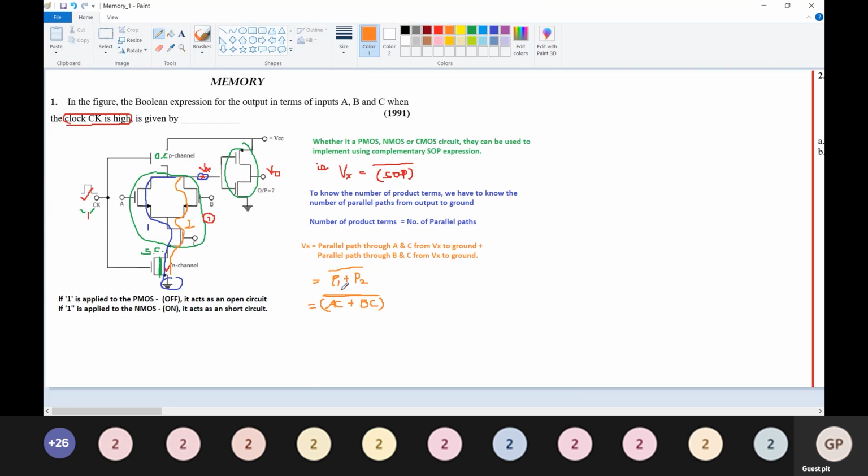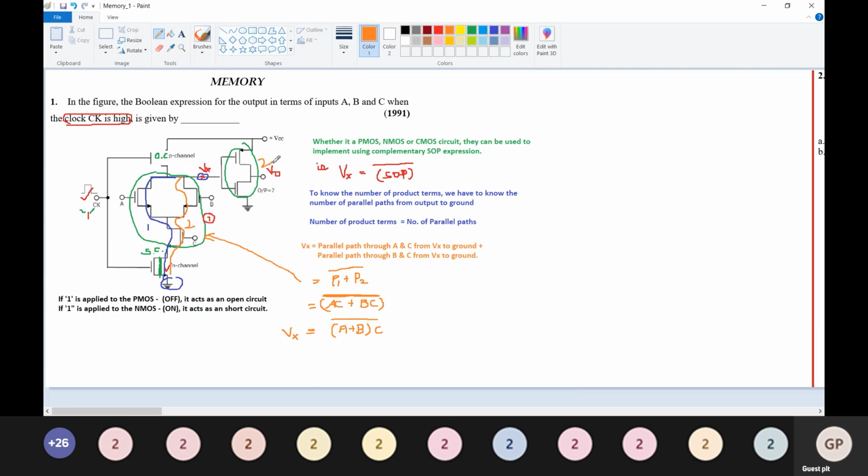So this is the first expression for this network. It can also be written by taking C common, as A plus B into C. So this is the expression for Vx. We have completed the first network. Now for the second network.